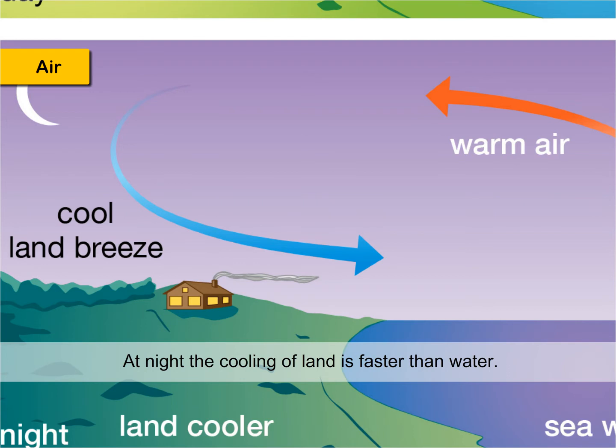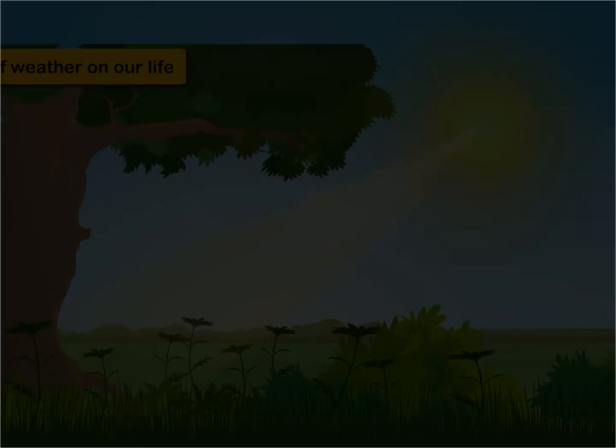At night, the cooling of land is faster than water. Since the land cools faster than water, the air above the water becomes warmer. Therefore, the path of air current is the opposite of the daytime current. Warmer air above the water rises, drawing in cooler air from the land. This is called land breeze.